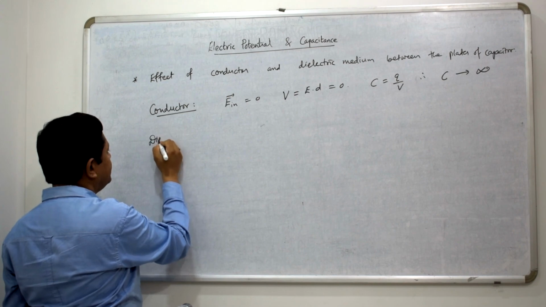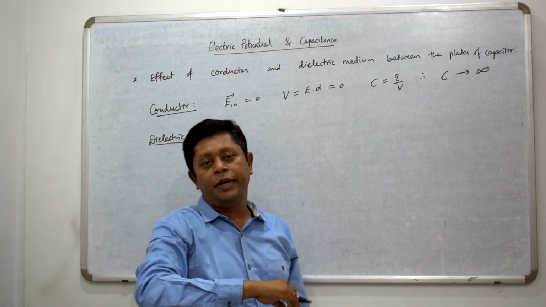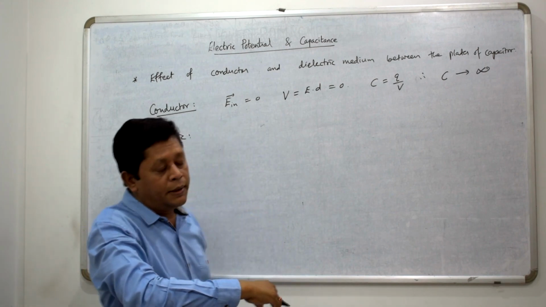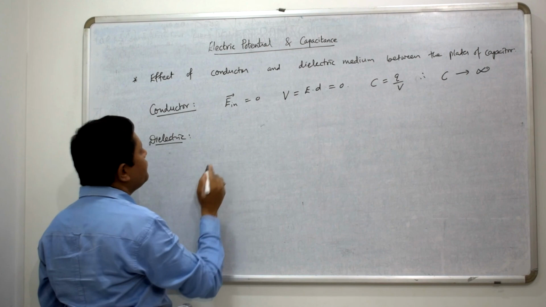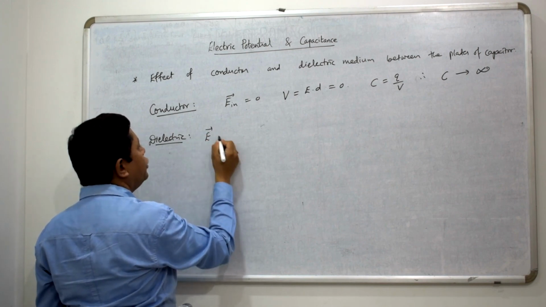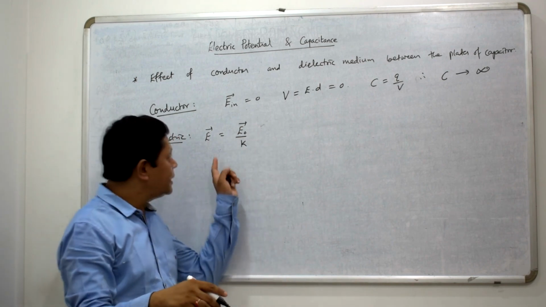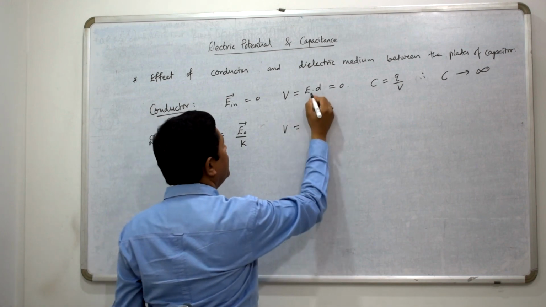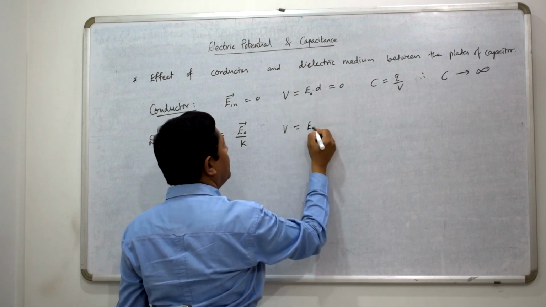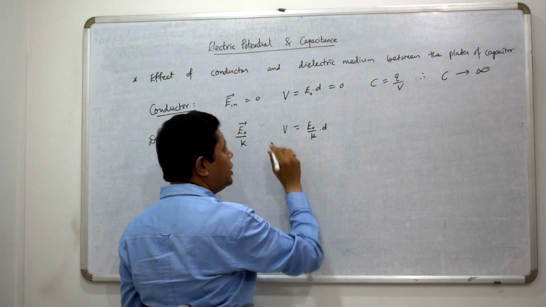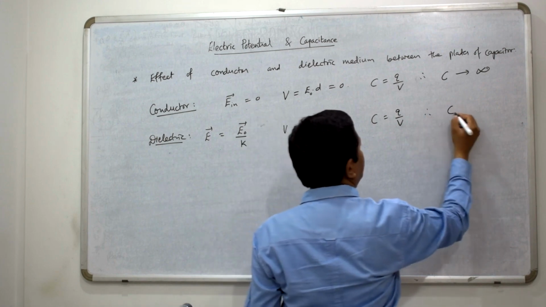Another is dielectric. Dielectrics are nothing but the insulators. When you put a dielectric medium between the two plates of a capacitor, then electric field between the two plates of a capacitor will decrease. It will decrease by the factor K. Electric field between the two plates is the electric field in vacuum divided by the factor K. As the electric field decreases, potential difference V, instead of E naught into D, will become E naught by K into D. And because potential difference decreases and capacitance is Q by V, therefore capacitance increases.